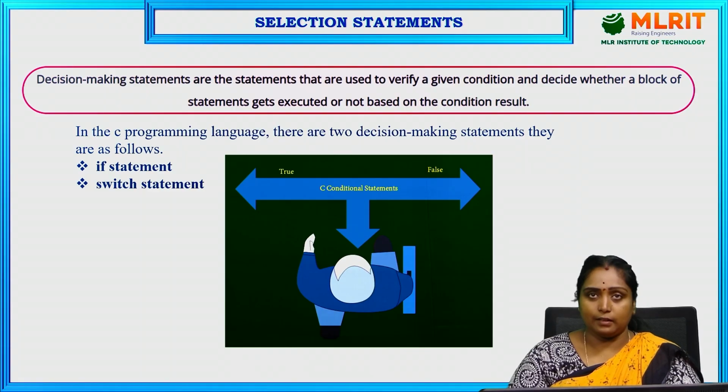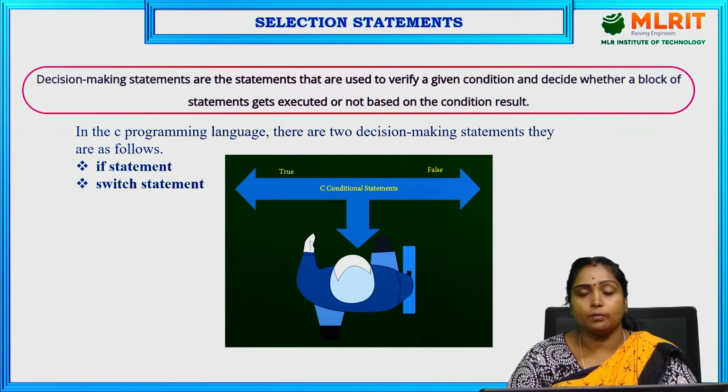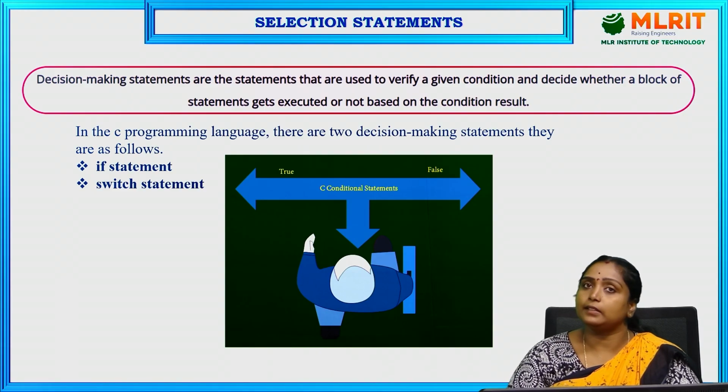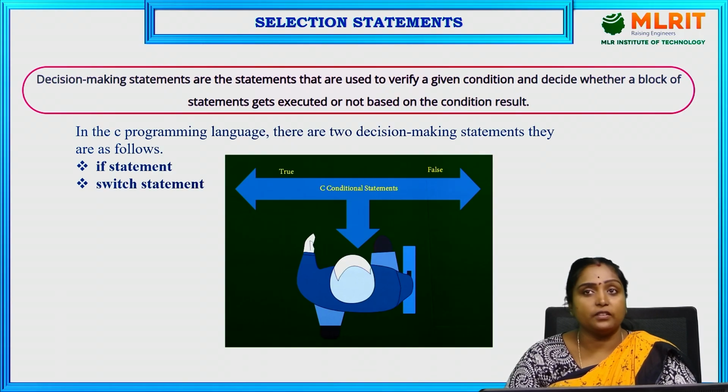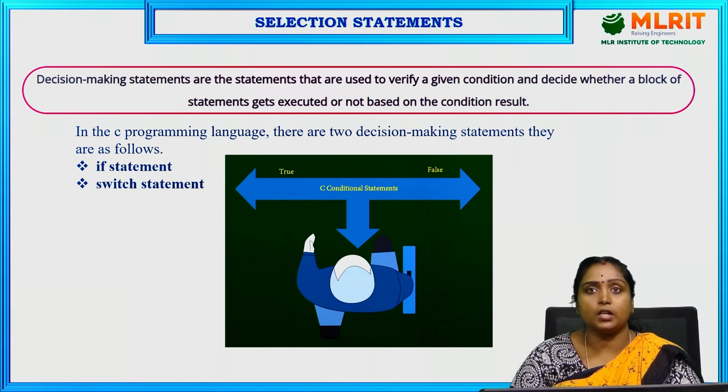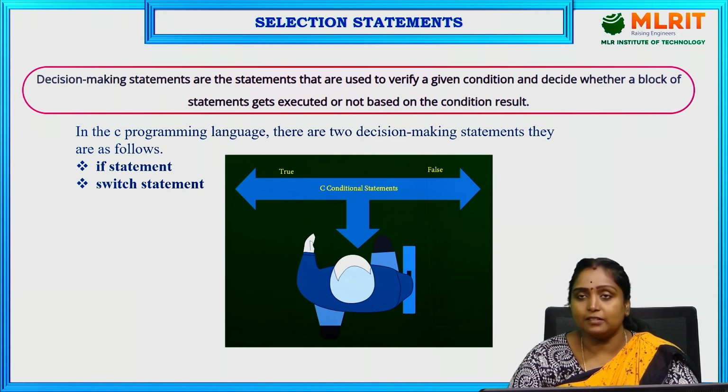Coming to the selection statements, which we can call decision statements, selection structures, or conditional statements. Anything is the same. Decision making statements are the statements used to verify a condition and decide whether a block of statements gets executed or not based on the condition result.